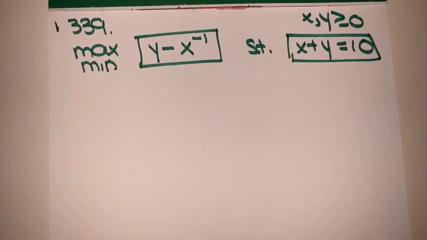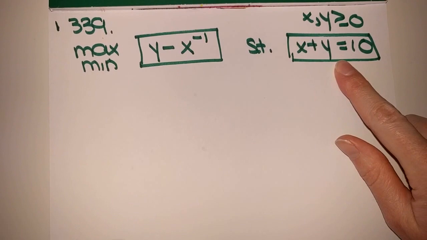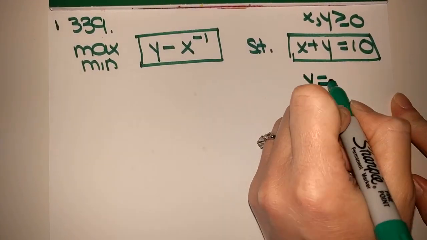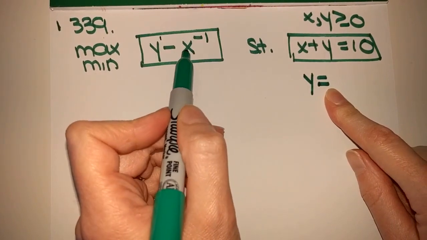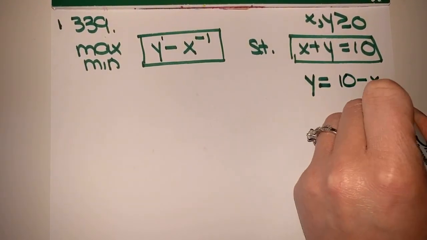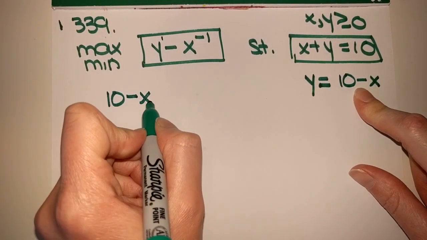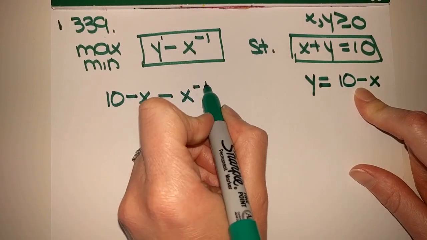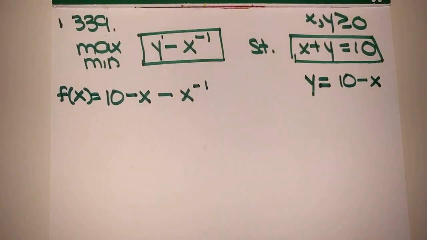Okay, so the first thing we're going to do is say, I have two unknowns here, so I'm going to solve for one of the unknowns. I'm just going to solve for y so that I can substitute into this y to the first, rather than substituting in for the x to the negative 1. So that gives us y is equal to 10 minus x. So plugging in for y, 10 minus x to the negative 1. And that is now our objective function in one variable.